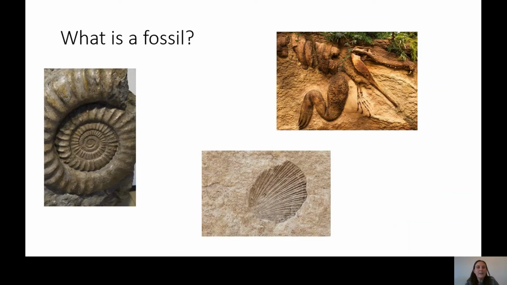So again, I'm going to give you 30 seconds to have a think, jot down on your piece of paper or have a quick chat. What is a fossil?